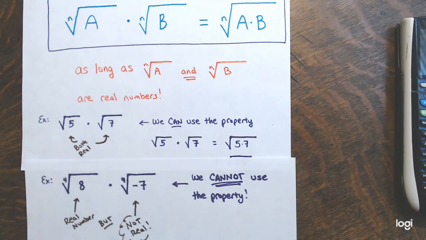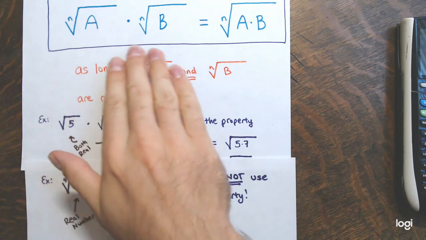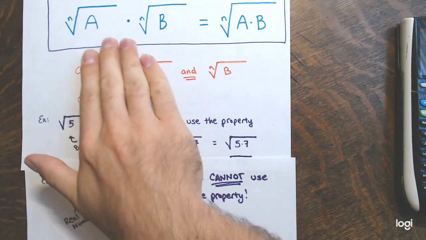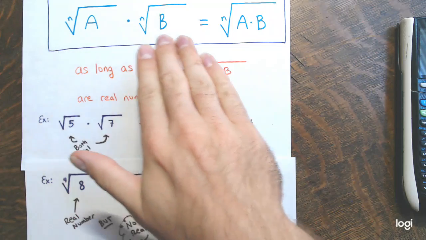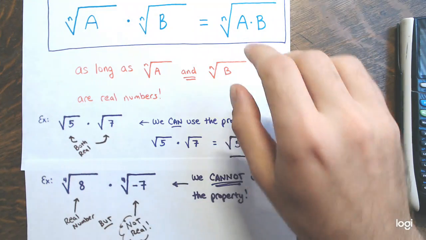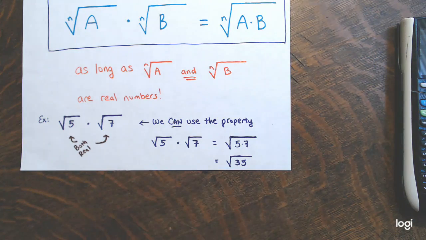All right. So that's all I have for the property. Now I'm just going to go over several examples where we first have to ask ourselves, is this property able to be even used? Are these numbers real or not? And then we go about using them.